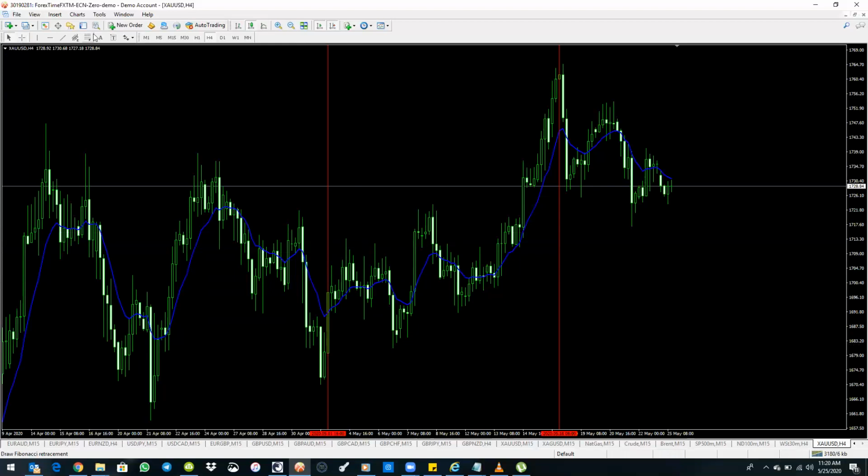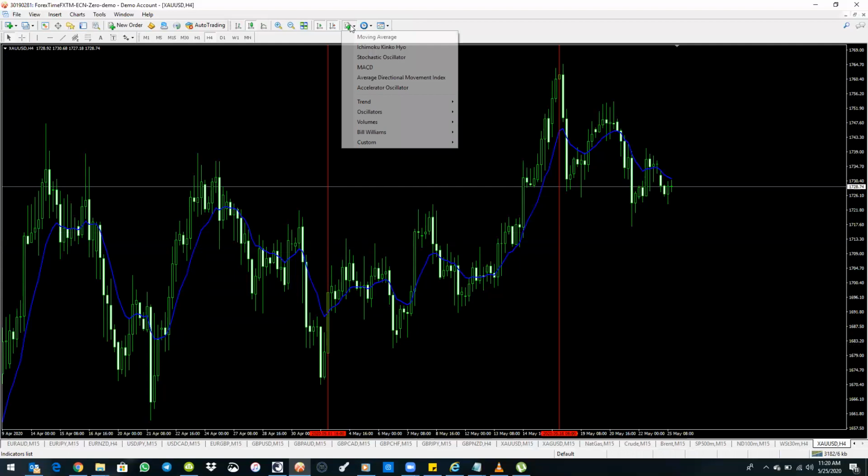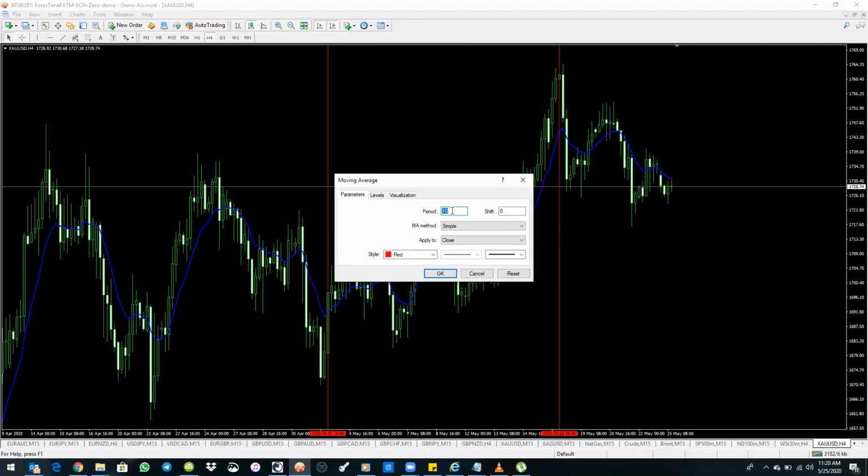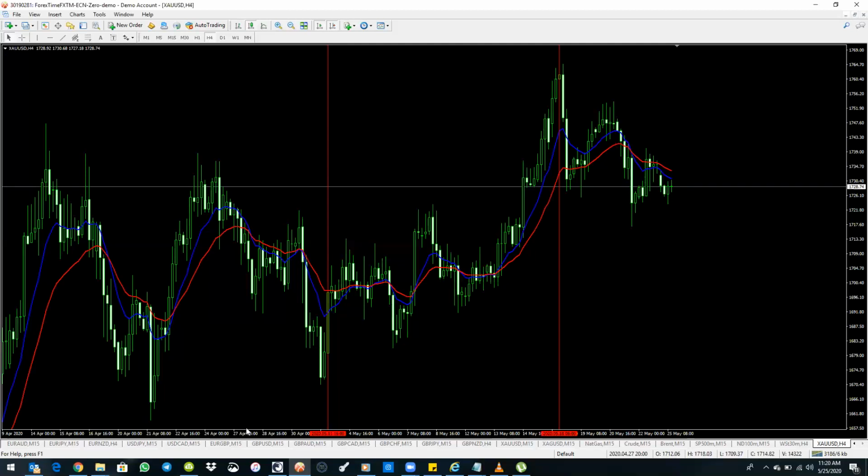Now let's introduce another moving average with a higher value. Let's do 21 now. Let's make the color red. Let's make it exponential. You can see that the red line doesn't move as fast as the blue line. The red line is a little bit slower than the blue line in moving.